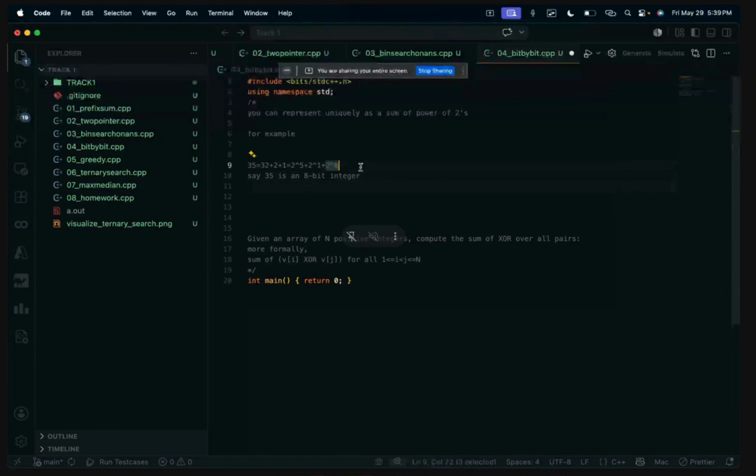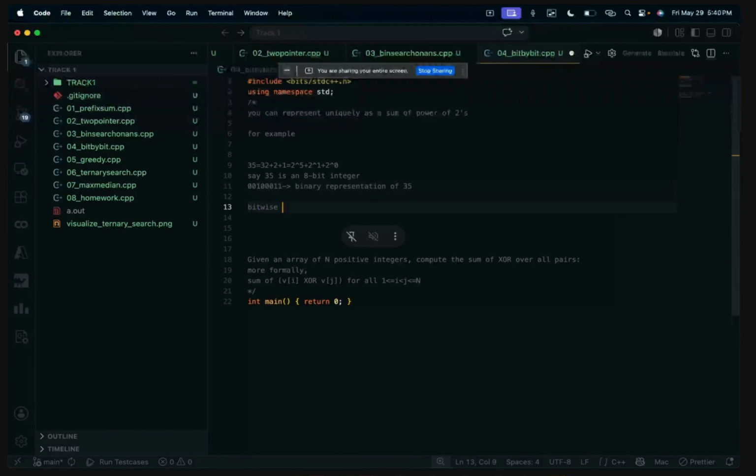Since we've used 2 power 0, the rightmost bit would be 1. Since we have used 2 power 1, the next bit would be 1. We have not used 2 squared, so that is 0. We have not used 2 cubed, so that is 0. We have not used 2 power 4, so that is 0. We have used 2 power 5, so that is 1. And the rest would just be zeros. This is the binary representation of 35.